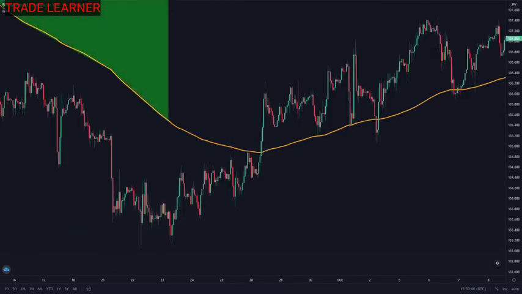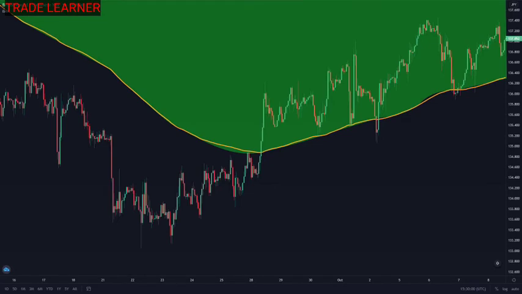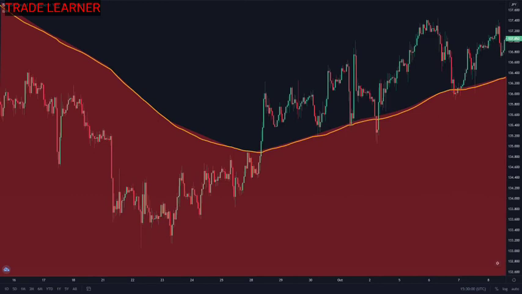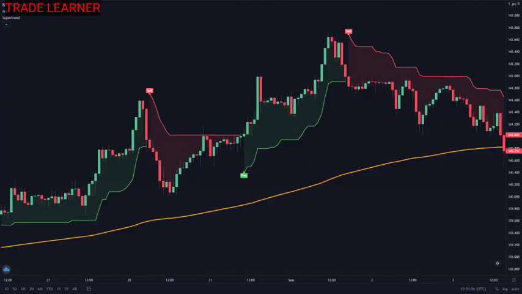If the price is above the 200 EMA, you only take buy positions. And if the price is below the 200 EMA, you only take sell positions. So let me give you an example. If an indicator, in this case the super trend, gave a buy signal while the price is above the 200 EMA, you take a buy position.